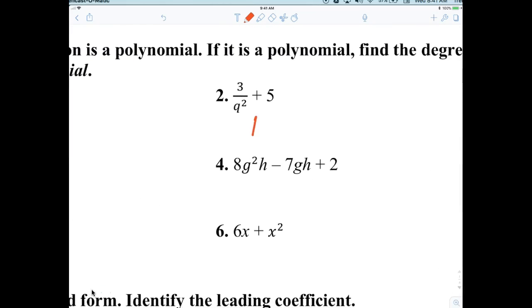This is no. The variable's in the denominator. Variables in the denominators are the same as negative exponents. So it's not a polynomial. But if it was in the numerator, it's fine. Let's just keep practicing, all right?